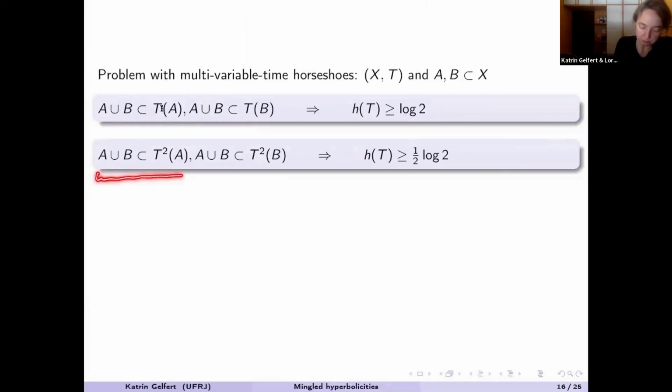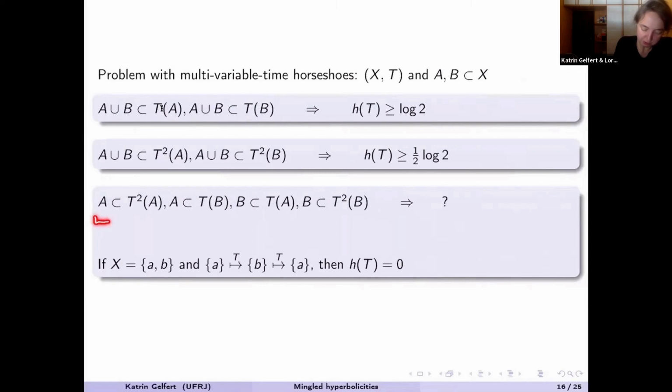If they do so for, let's say, the second iteration, then they have entropy, well, let's say at least log 2 over 2. But if you have, for example, a property that A is contained in the second iterate of A and in the first iterate of B, and B is contained in the first iterate of A and in the second iterate of B, so if you have variable time of return to your initial image, then it's not so clear what in general the entropy can be. And for example, if you're very unlucky, you can get just entropy 0. So you need to be very careful when you study the entropy of those multivariable time horseshoes.